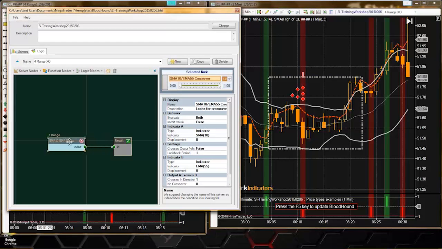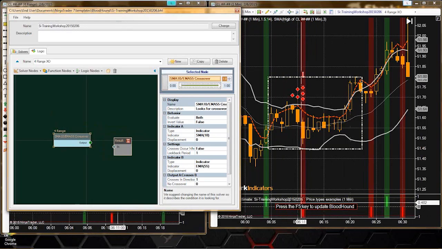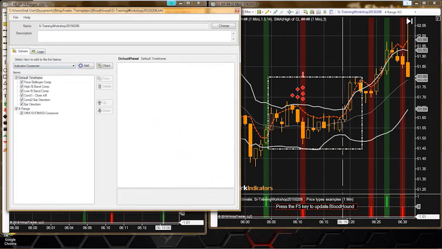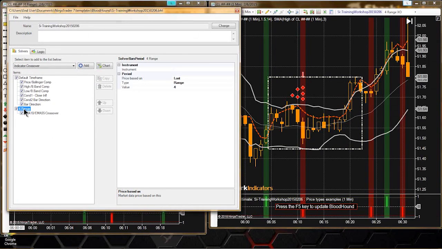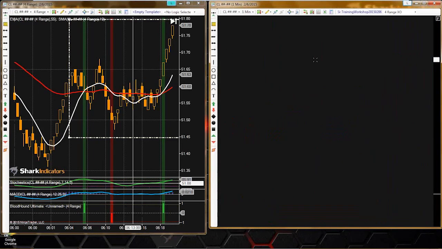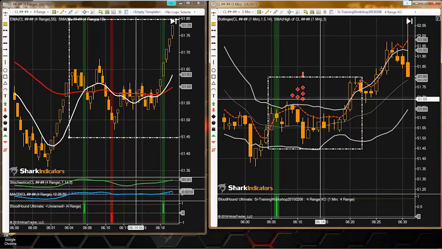Now you'll notice that BloodHound's not updating. There's a little message down here that says you need to press F5. The reason we have to press F5 is that NinjaTrader does not build data on the fly. That's the one thing it won't do for us. So we have to press F5, and then NinjaTrader will build our 4-range chart for us.